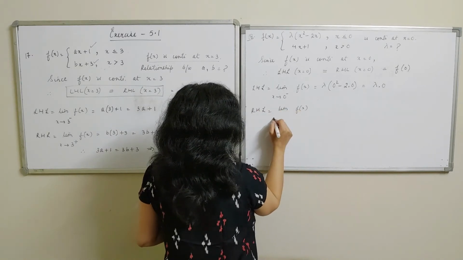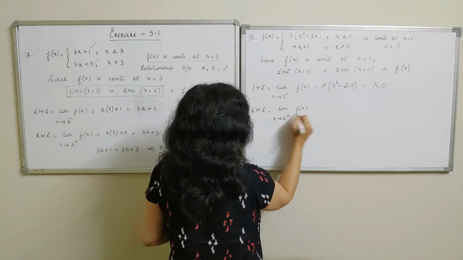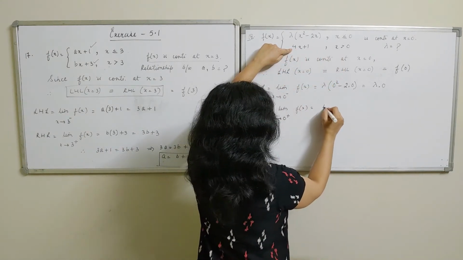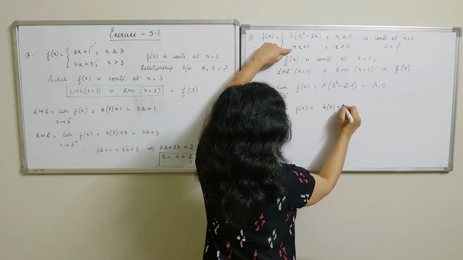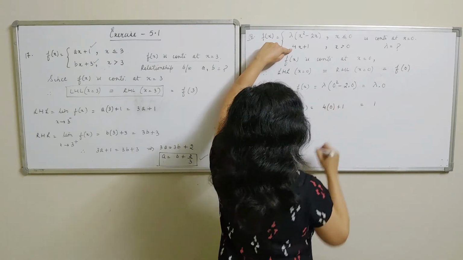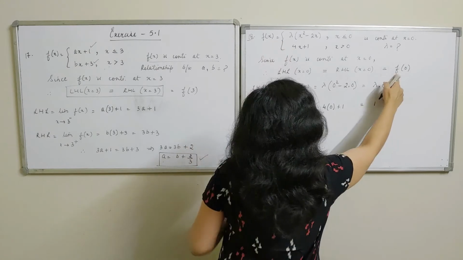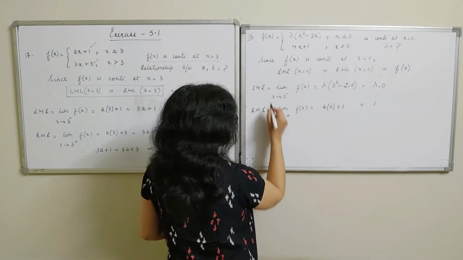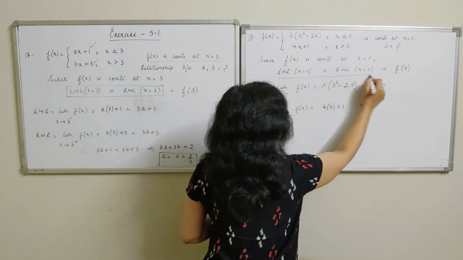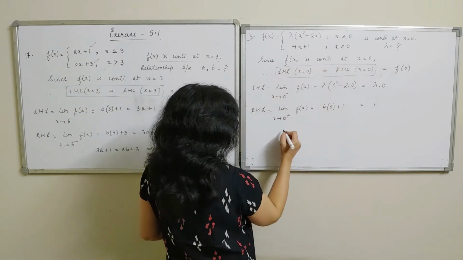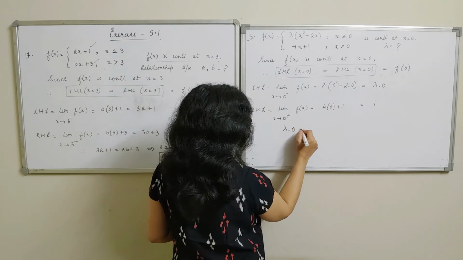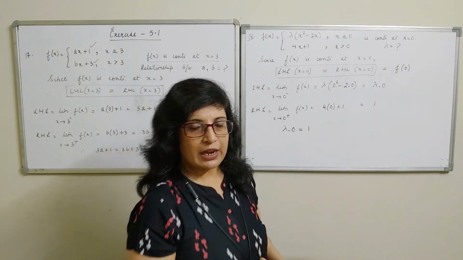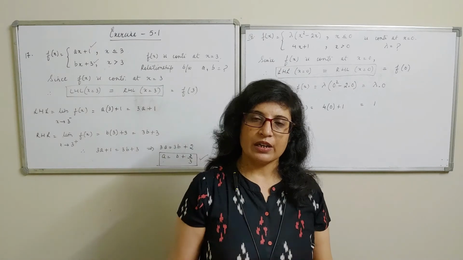Then right hand limit, limit of f(x) when x tends to 0 plus, greater than 0. This is our function. So by direct substitution, 4 into 0 plus 1, which is equal to 1. And the value of the function will also be the same value here. So since LHL has to be equal to RHL, if we compare, we get lambda into 0 is equal to 1.